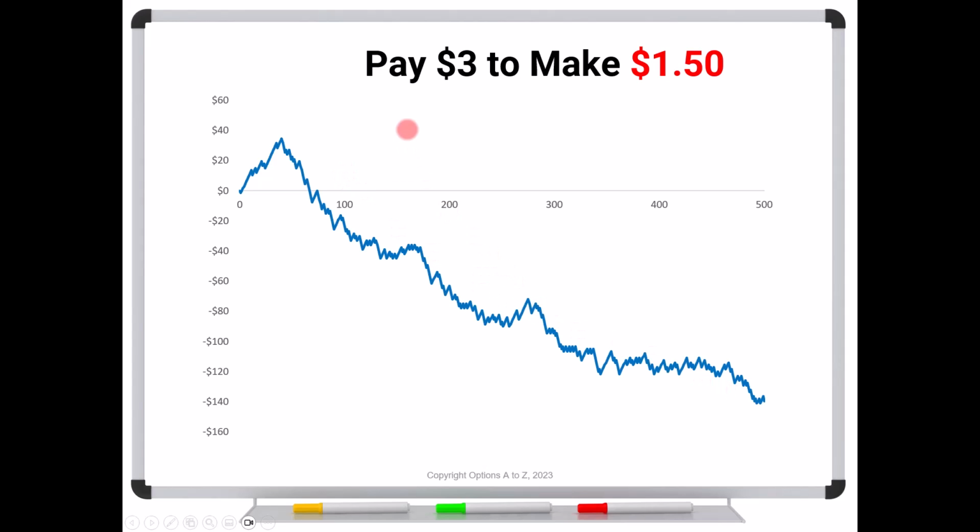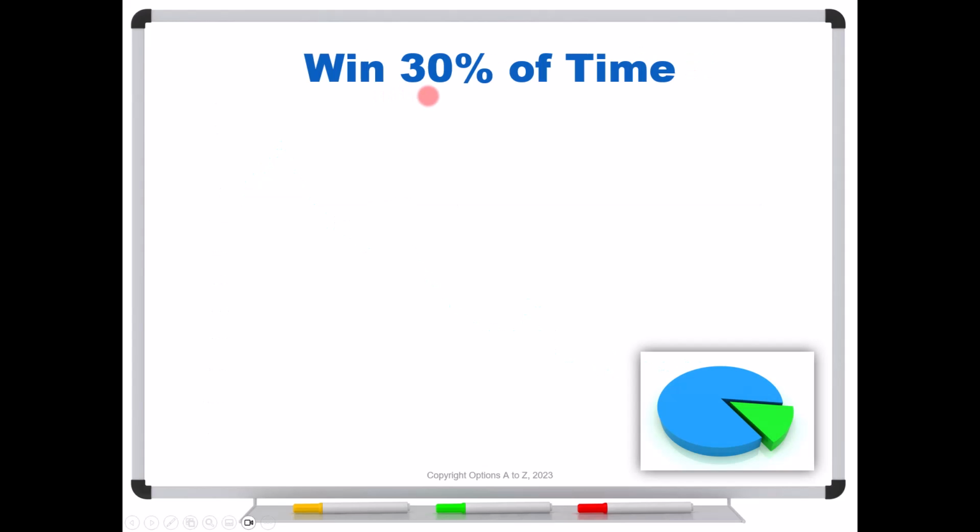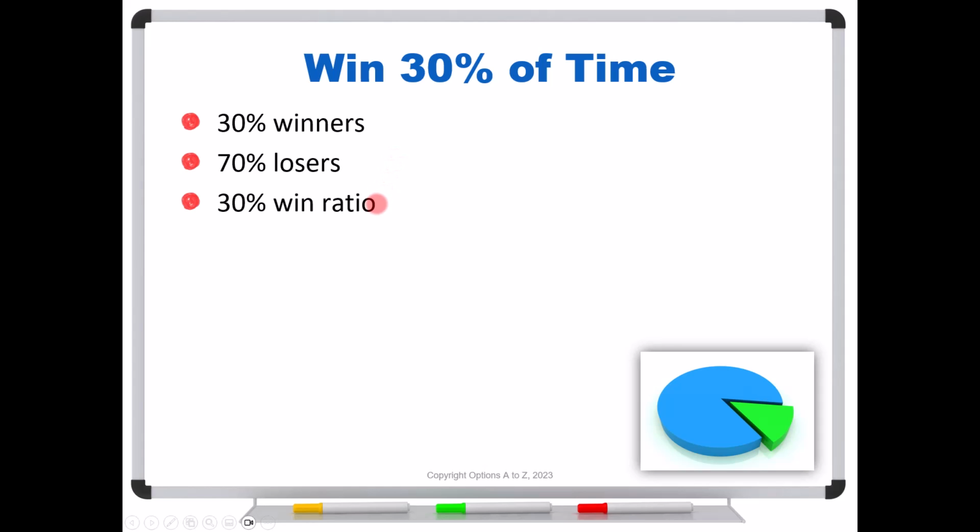Now, what if instead you had something that seemed to be a really bad ratio? Maybe you only win 30% of the time. All right, so you have 30% winners, 70% losers. So this would be a 30% win ratio, and that means, if that's true, that you're going to win only 30% of the time, that you must bet 3 to win 7.